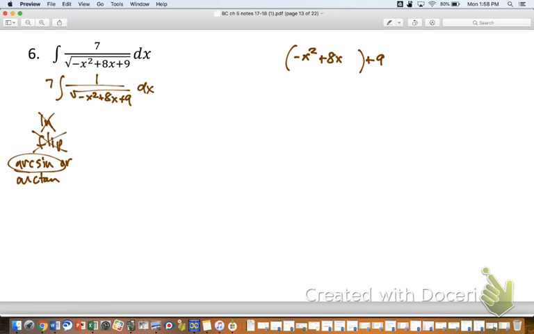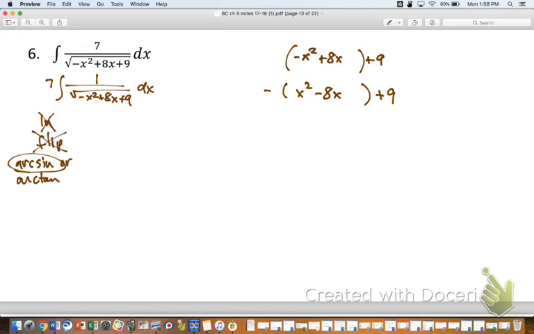And I'm going to factor the negative out of only the first two terms. So it's going to be negative parentheses positive x squared minus 8x, leave a little space, plus 9. So now that the a value is positive 1, I can complete the square.